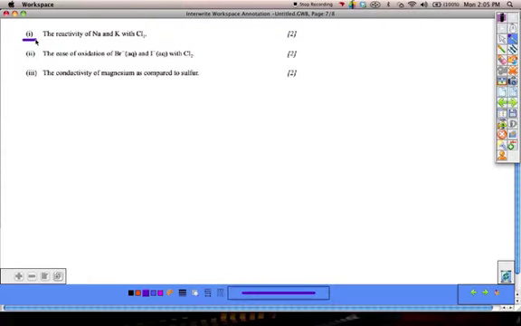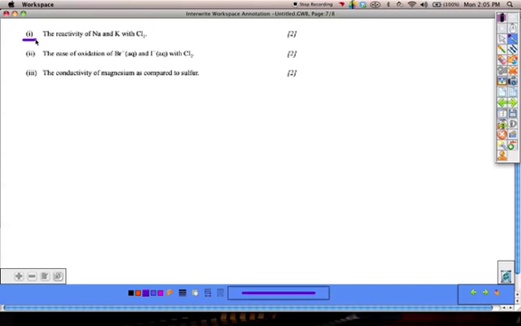The problem here is asking about the reactivity of Na and potassium. If we look at the periodic table, sodium and potassium are both alkali metals, which means that they're in the same group, and as we go down within the family, the further down we go, the more reactive it becomes. So if you look, sodium is on top of potassium, making potassium more reactive. So the potassium will have an easier time of releasing its electron to bond with a chlorine.